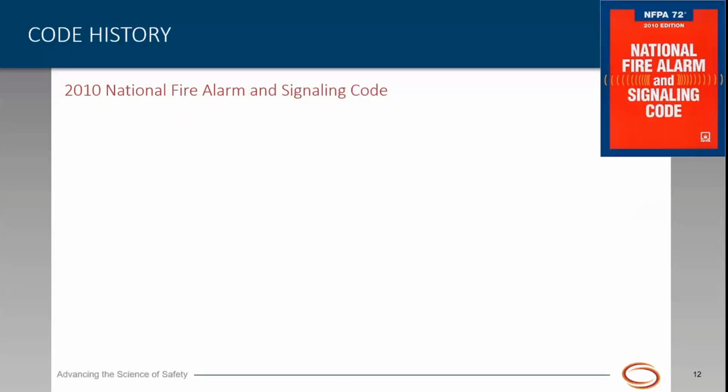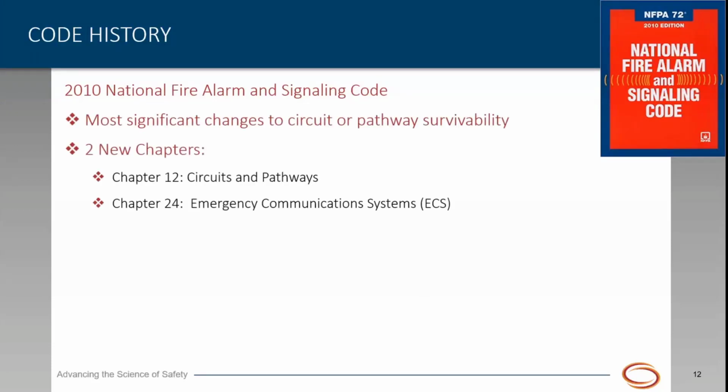Now, 2010 was obviously a very significant change to the code. We had a new title, we had a new format, we have two brand new chapters, Chapter 12 on circuits and pathways and Chapter 24 for emergency communication systems.